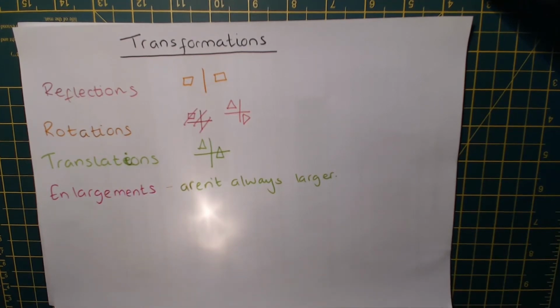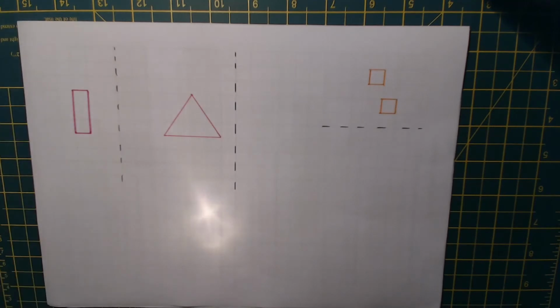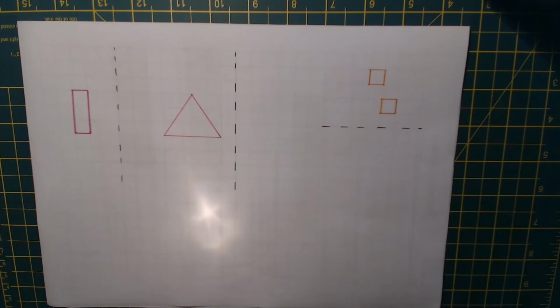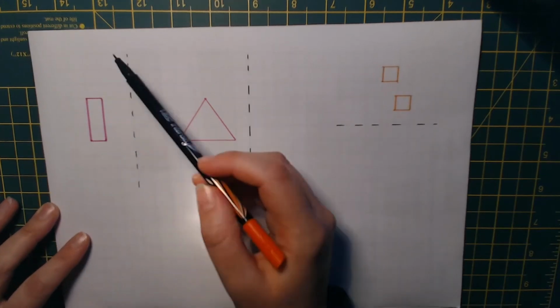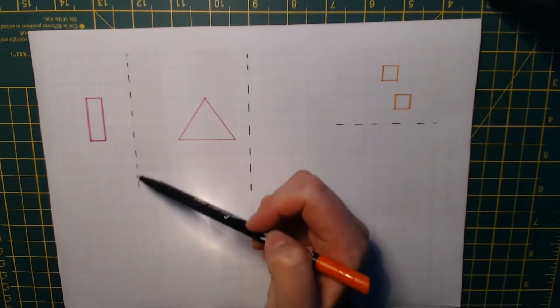So that's kind of what we're doing at the moment. I've got a couple of examples here of how to reflect objects. I've just done 3. I have got another one in mind for me to do just before we finish. We'll see how we get on with these ones first. So when we reflect, we're given a line of reflection. That's this one here, normally a dotted line.